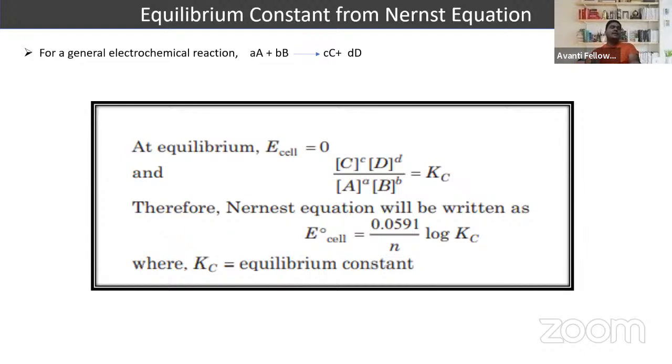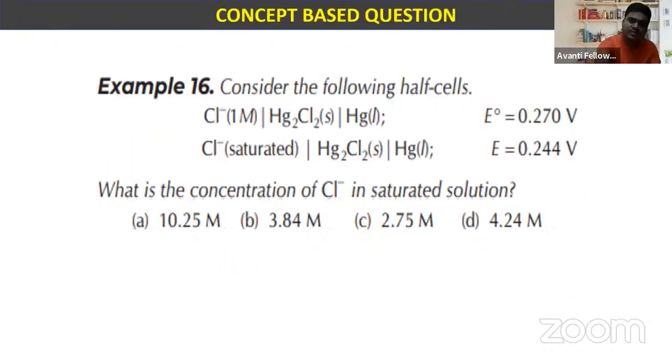Now, how will you find the equilibrium constant by using the Nernst equation? This one is also very important. We know that at equilibrium, the EMF of the cell is zero, and the concentration ratio [C]c[D]d upon [A]a[B]b is equal to Kc. Therefore, the Nernst equation becomes E naught cell is equal to 0.0591 upon n log Kc, where Kc is the equilibrium constant. This is how you can determine the value.